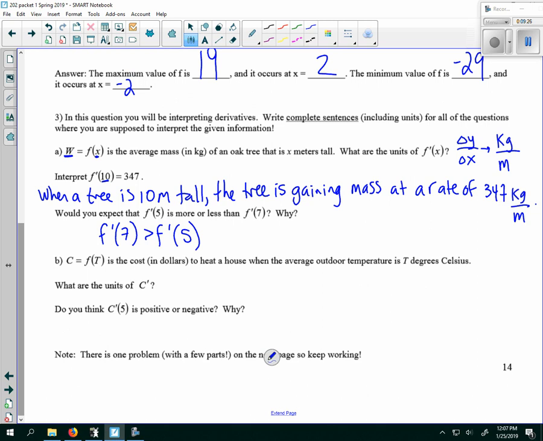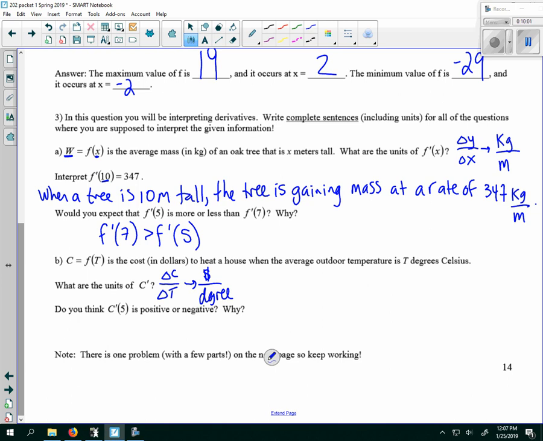C equals f of t is the cost in dollars to heat a house when the average outdoor temperature is T degrees Celsius. So again, if I want to know the units on C prime, I would calculate it by doing change in C over change in T, output over input. So the units on that would be, my C units is cost in dollars, and my T units are degrees Celsius, so dollars per degree.